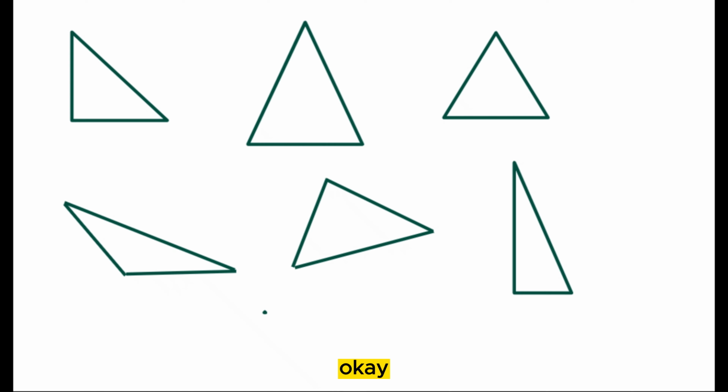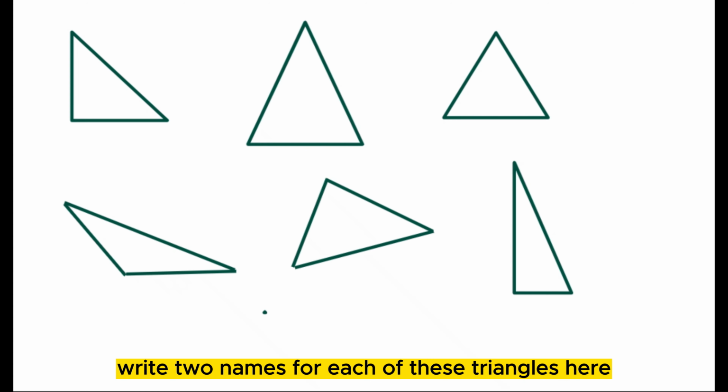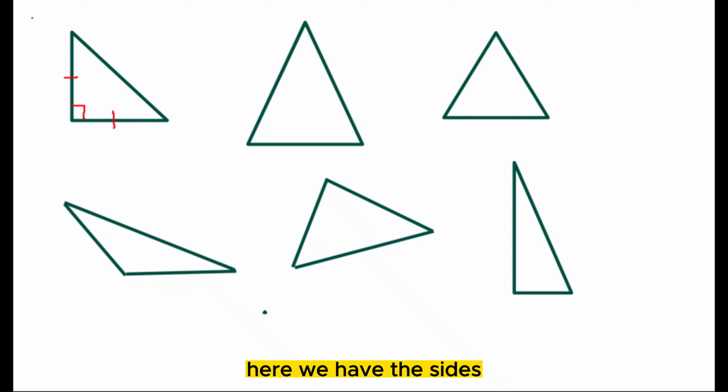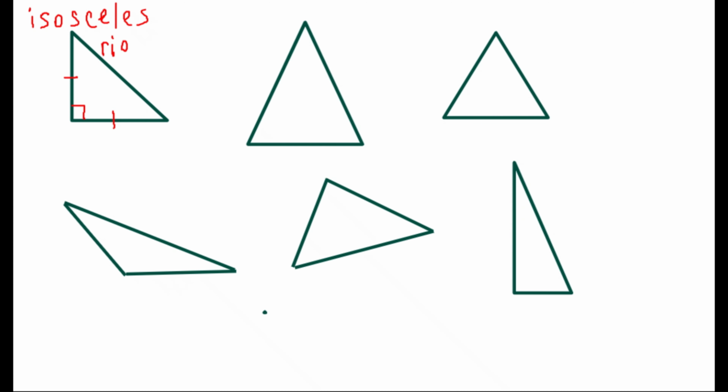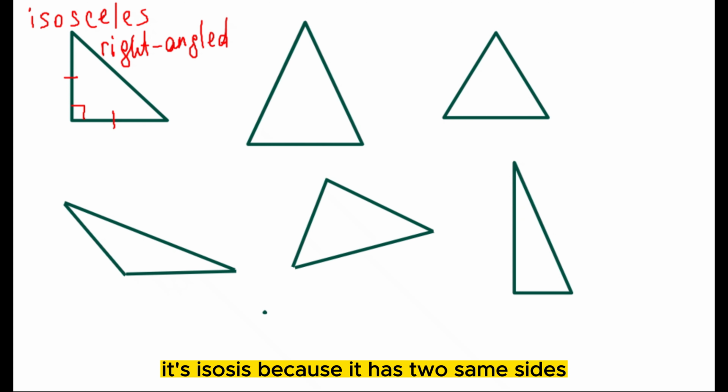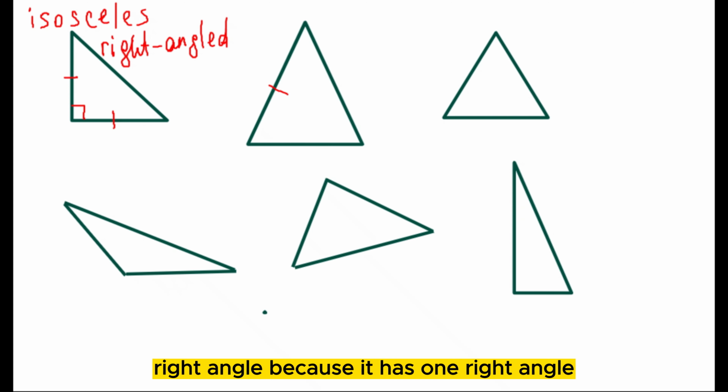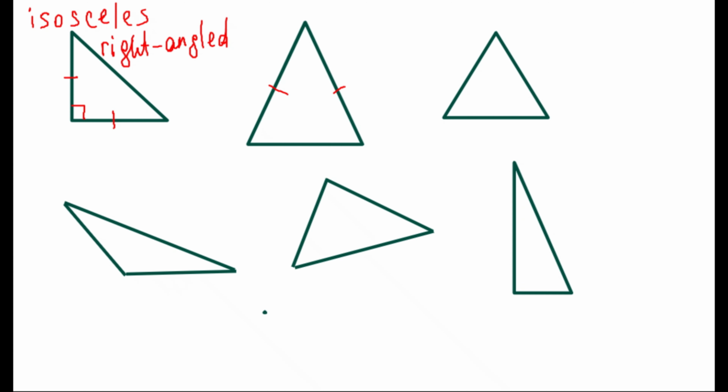Okay, let us write two names for each of these triangles. Here, if we have the signs, we can say that this is an isosceles right angled triangle. It's isosceles because it has two same sides, right angled because it has one right angle.